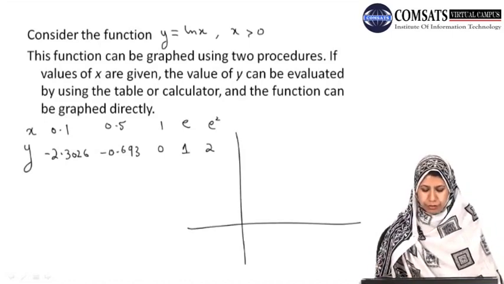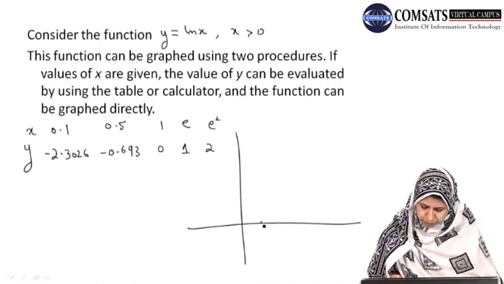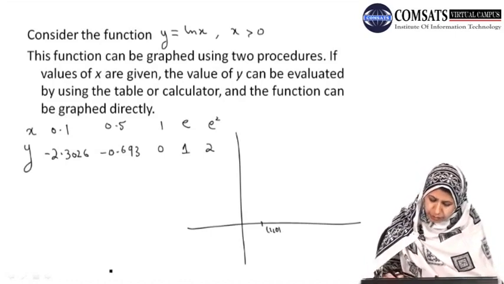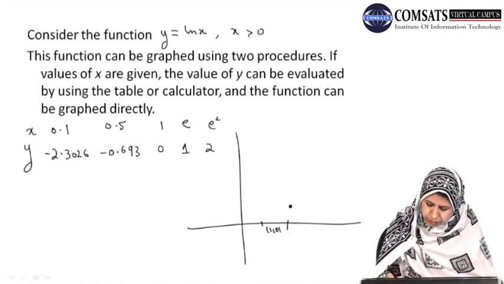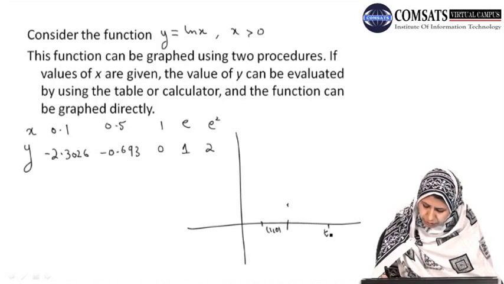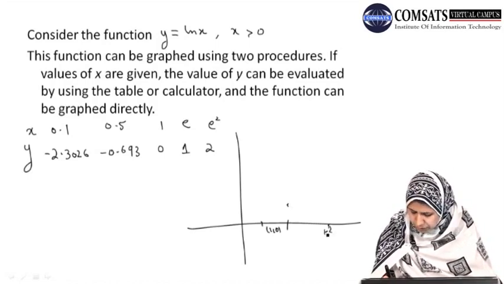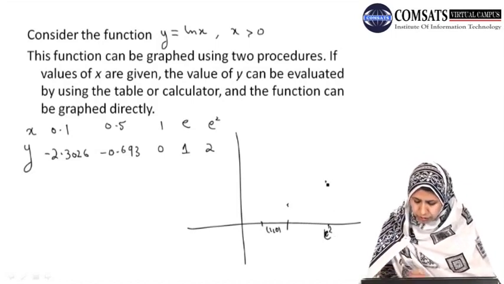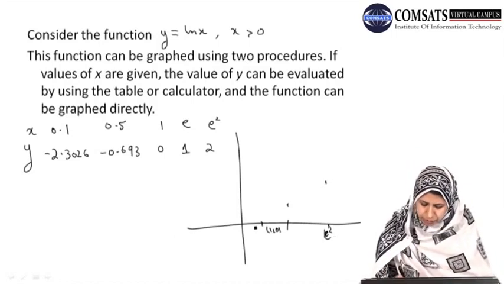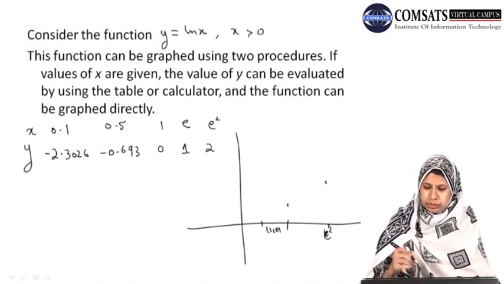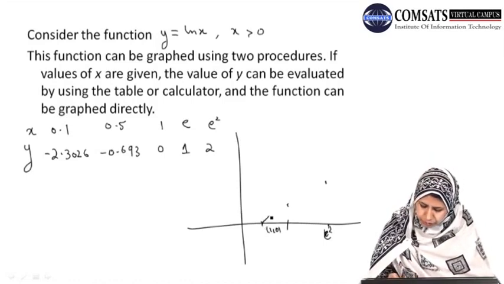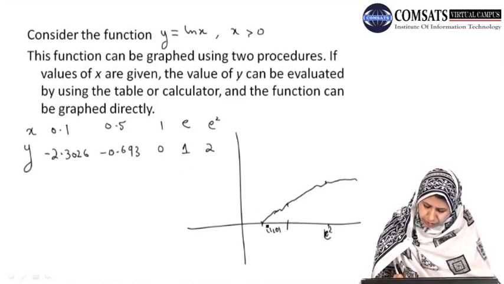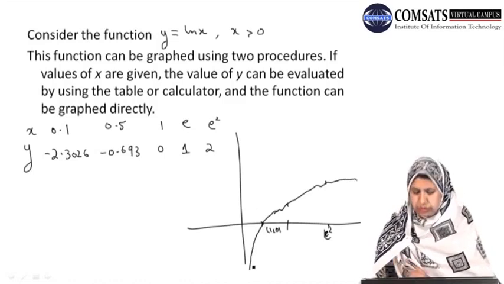And now the graph. This is our point 1, 0, our x-intercept. When x is equal to e, the value is 1. For e square, which is approximately equal to 7.089, the value is 2. For decimal values, the graph is below the x-axis. So first we connect these 3 points, and now the graph is below the x-axis.